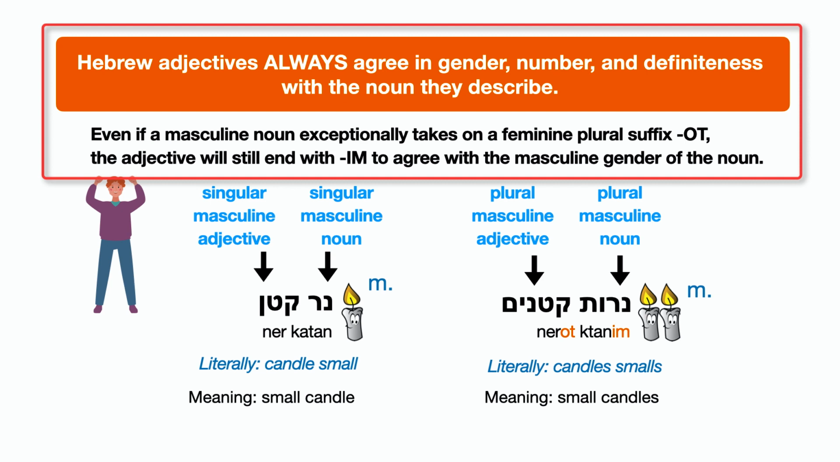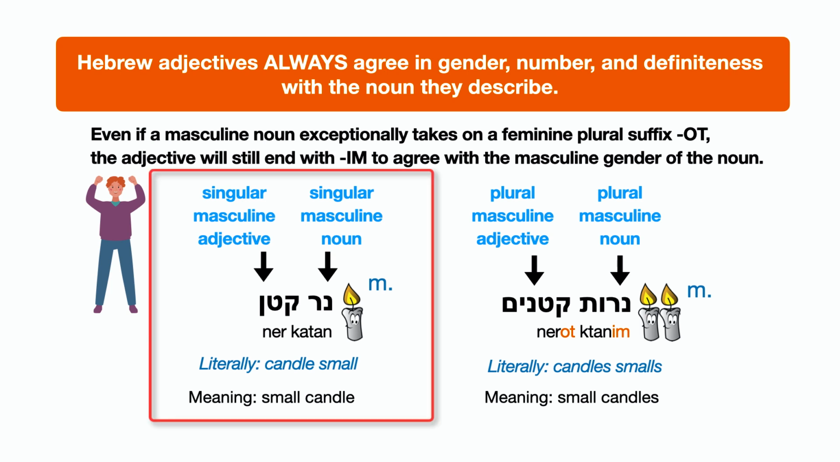So we said that Hebrew adjectives will always agree with the gender, number, and definiteness of the noun being described. So even if a masculine noun exceptionally takes on a feminine plural suffix like ot, the adjective will ignore that. The adjective will still use the im suffix to agree with the masculine gender of the noun to make it plural. Okay, let's look at an example.